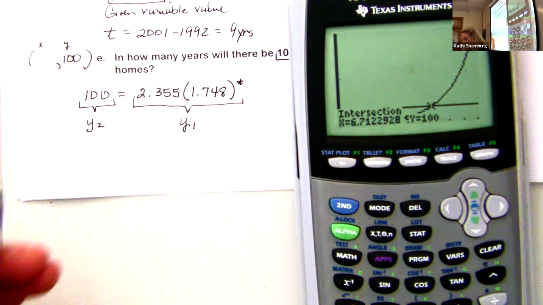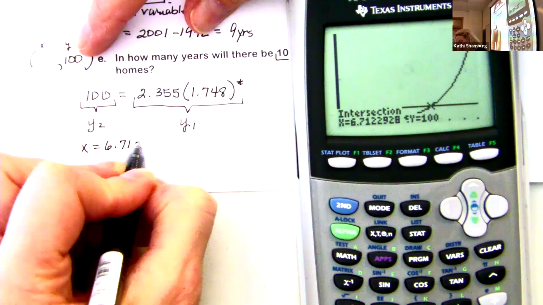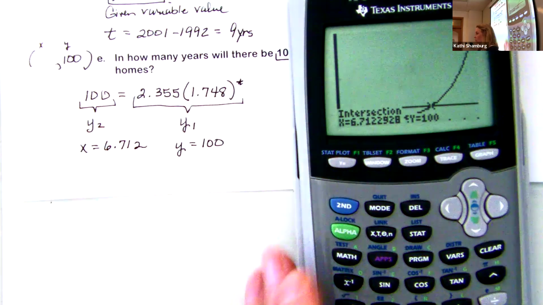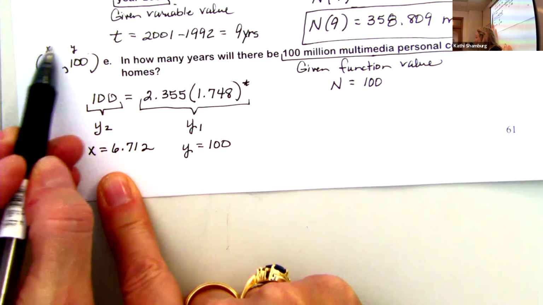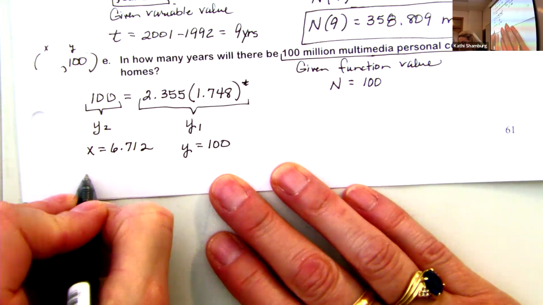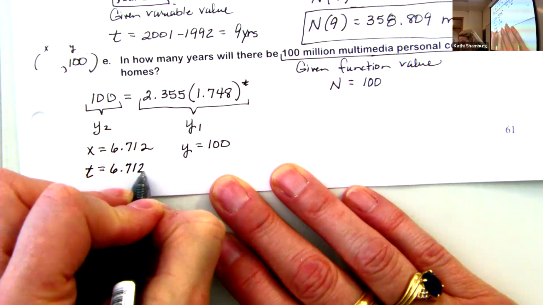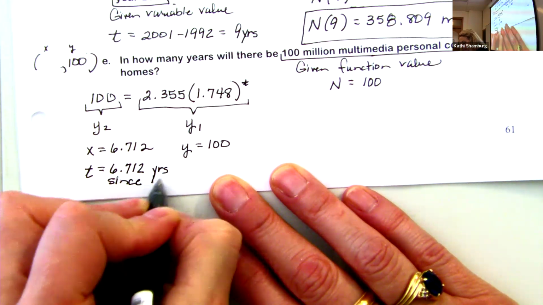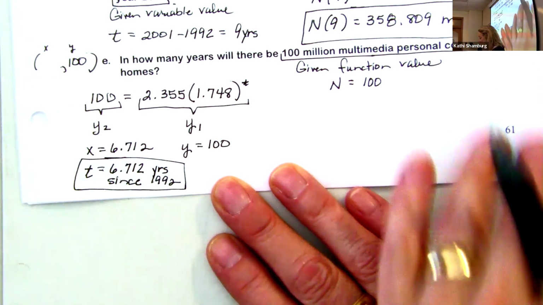So once you get the intersection, you get x equals 6.712 and you get y equals 100, okay? X in our calculator is the variable, correct? And our variable in this particular problem is t equals 6.712 years since 1992. And this asked how many years, and we have answered that.